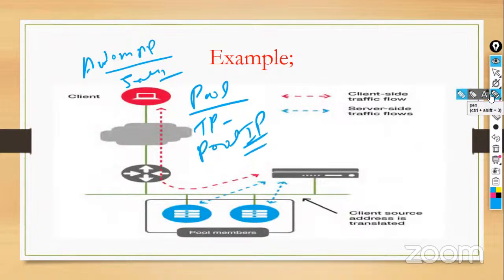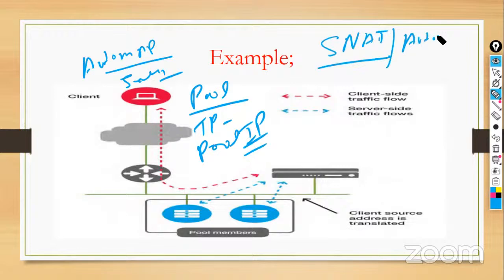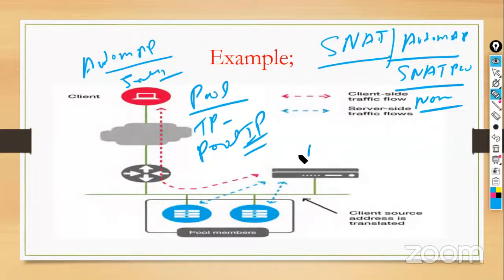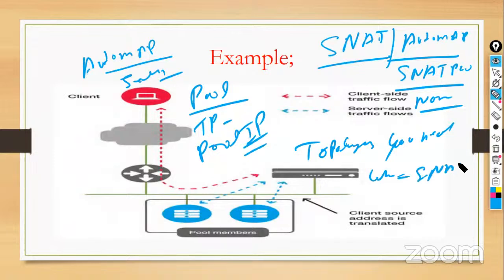When we are using auto map, under SNAT, once you configure the SNAT, you have the option auto map, you have the option SNAT pool, and the third option none. Accordingly, you need to decide which SNAT fits your topology.